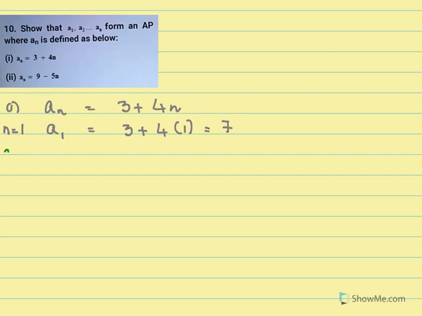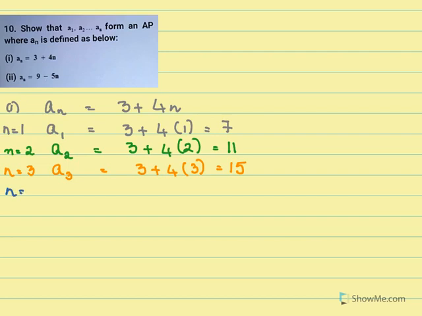Now to find the second term, I'll put n equal to 2. So I will get my a2. So 3 plus 4. Now n is 2. And I work this out and I will get this as 11. To find the third term, I put n equal to 3. So I will get my a3. So I put 3 plus 4. Now my n is 3. And I work this out and I'll get 15.